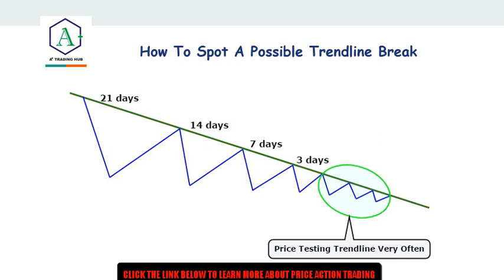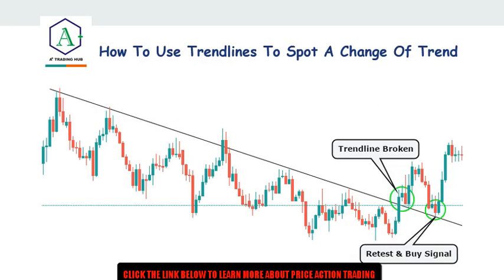So you don't just say price will break this trend line soon. You need to observe those price actions on the trend line. When the period of time price is using to retest the trend line is small and it's testing very often, just know the trend line is going to break soon. So we're going to see a change of trend. This is how you spot a change of trend. This was a downtrend. As you can see clearly, we had a series of lower highs and lower lows. So this was a downtrend.